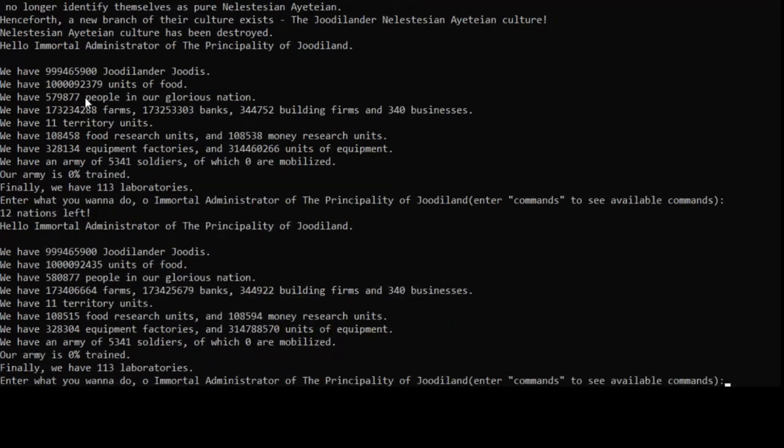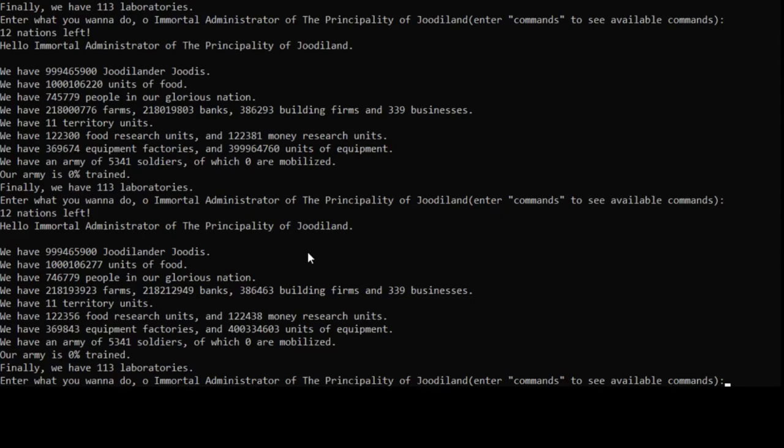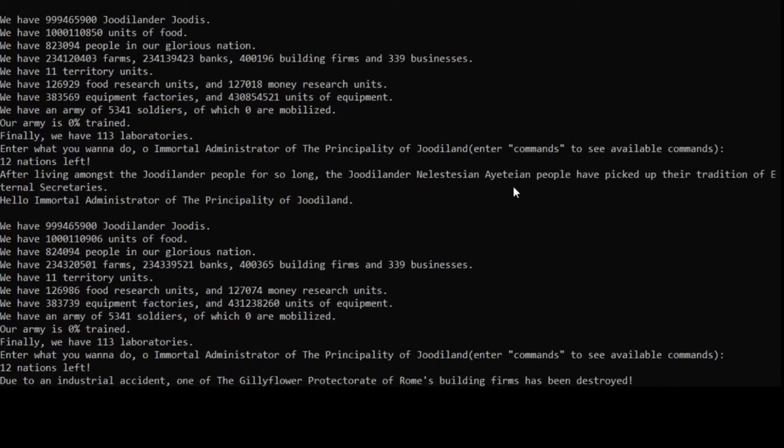Okay, this is almost the final step. The Joodilander and Nelestesian Ayatayan people picked up our tradition of militarism. Very good, they're going to be very identical to us soon. The Joodilander and Nelestesian Ayatayan people have picked up a tradition of eternal secretaries. Good, you must never forget about the eternal secretaries.